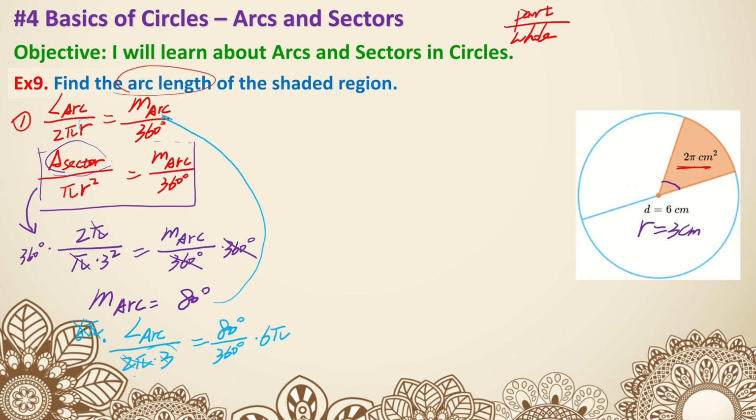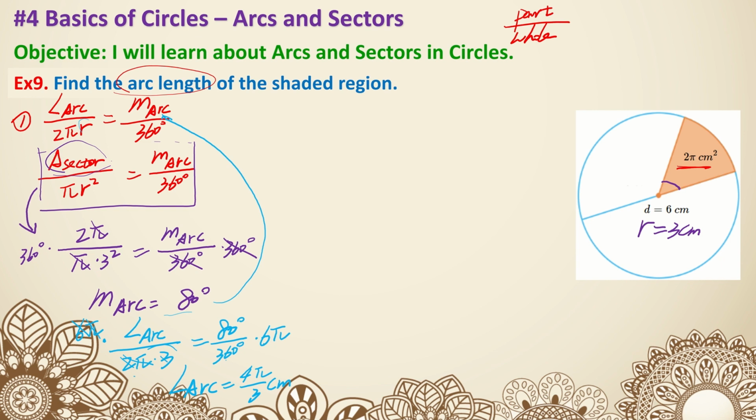And I just need to simplify the right side. 80 times 6 is 480 over 360. So the arc length is going to be 480 over 360, simplified to be 4 pi over 3. Don't forget a unit: centimeter. So that's the first method. You can use both formulas. We were finding the central angle, or the measure of the arc, which is an angle, and then using that to find the arc length.